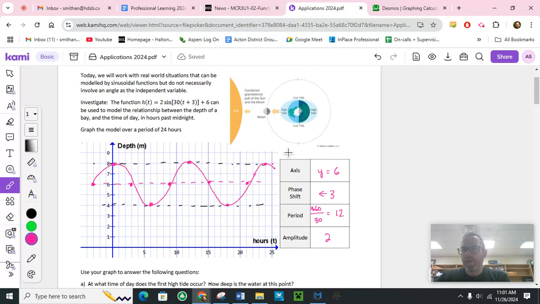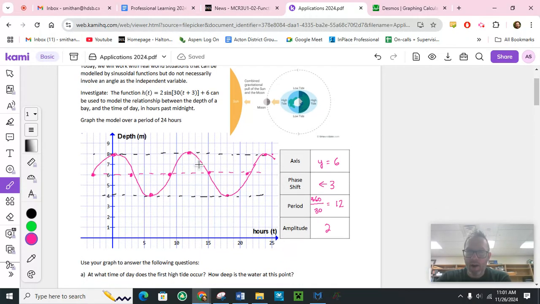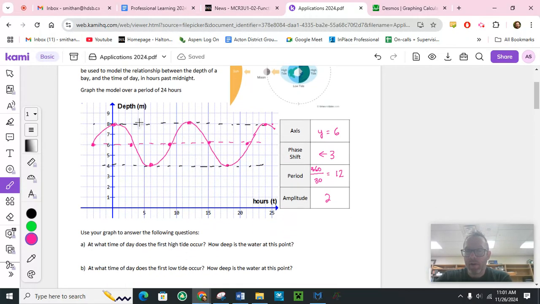But now that we can graph it, we can actually just from our graph answer a lot of questions about this scenario. For example, what time of day does the first high tide occur? Well, the first high tide, when the water is as deep as it gets, occurs when t equals 0. And how deep is the water at this point? It's 8 meters deep. I should say t equals 0 is midnight for the time.